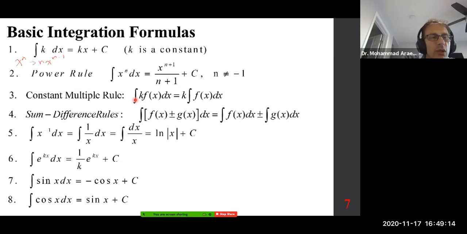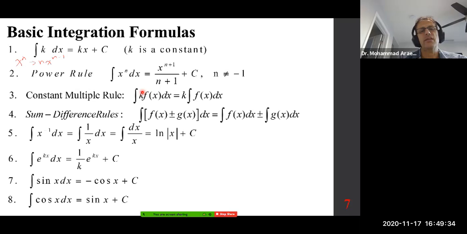In this case, we go to number 5. And there are different ways of writing it. We're going to write all of them. x to the power minus 1 dx, 1 over x dx, dx over x. They all mean the same thing. The answer is natural log and a constant.